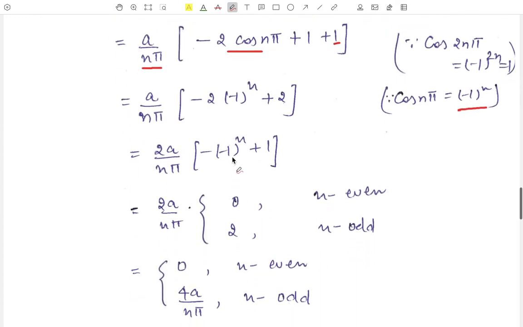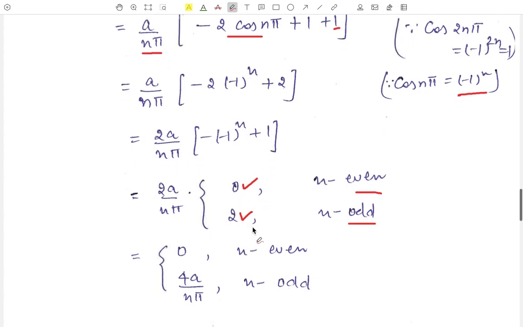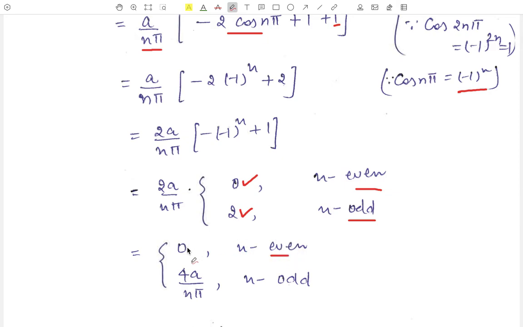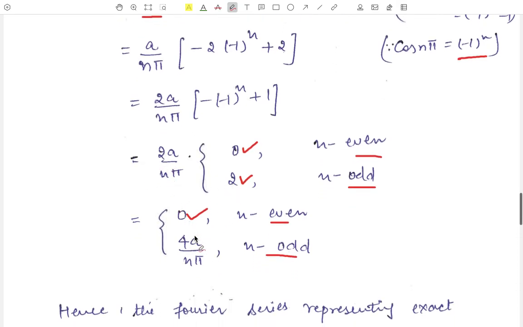Now there can be two possible values of n. n can be an even value or an odd value. If the value of n is even, then what comes here? Minus 1 raised to power even, that is 1, this minus that is minus 1, plus 1 will be 0. And if n is odd, we get here minus 1, this minus this will be plus 1, and this will be plus 1 plus 1, that is equal to plus 2 here. That is, for n even, the value of bn is equal to 0, and for n odd, the value of bn is 2 into 2, this is equal to 4a upon n pi. So this is the value of bn for n odd values only.